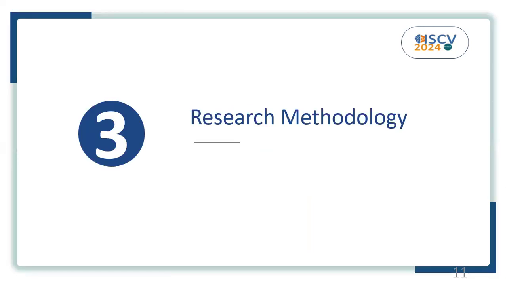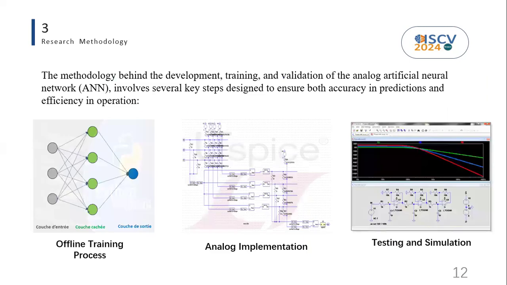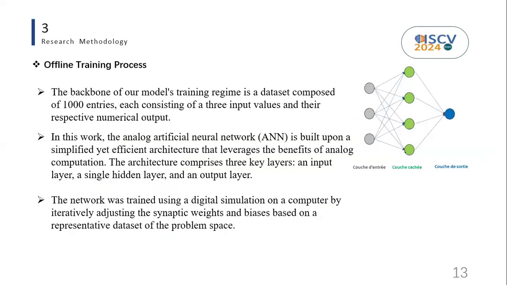Now we will move to the research methodology. The methodology behind the development, training, and validation of the analog artificial neural network involves several key steps designed to ensure both accuracy in predictions and efficiency in operation. The work is divided into three parts: offline training process, analog implementation, and testing and simulation. Let's start with the offline training process.